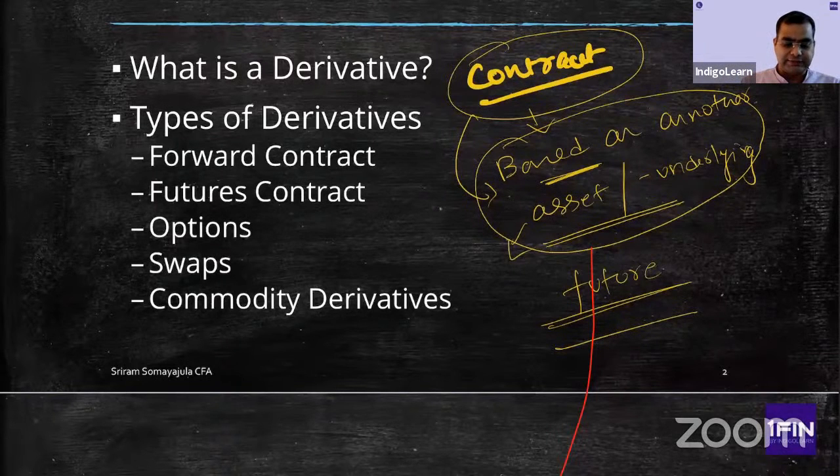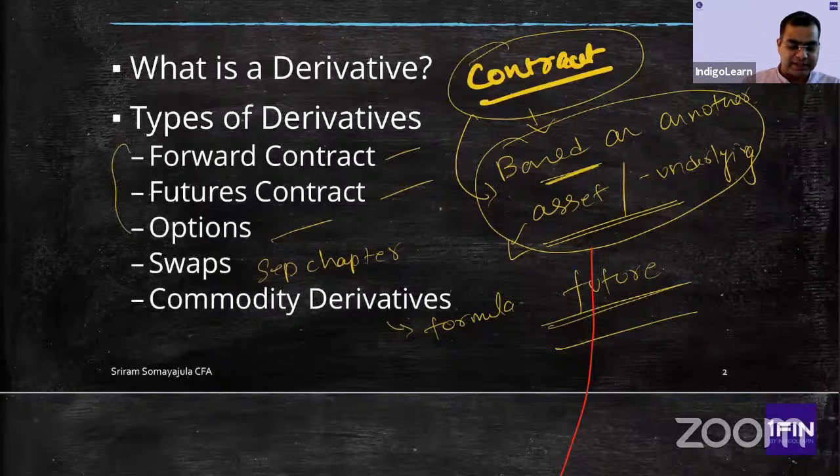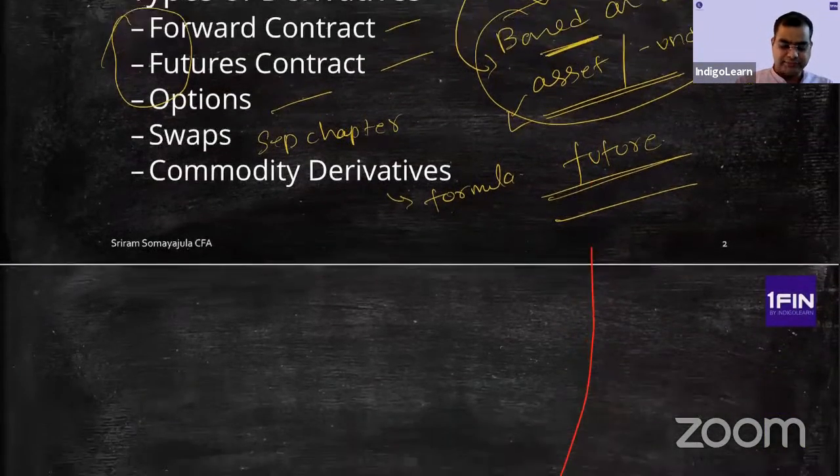Now, if you look at the types of derivatives that we have, we primarily are going to discuss forward contracts, future contracts, and options. Swaps are covered in a separate chapter. And commodity derivatives are not discussed so much with respect to problems in our exams or even in the study material, but we will cover briefly the formula that is linked to it. But we will primarily be discussing these three: forwards, futures, and options. So let's move with that.